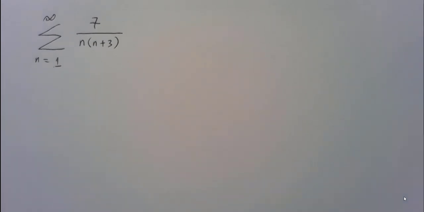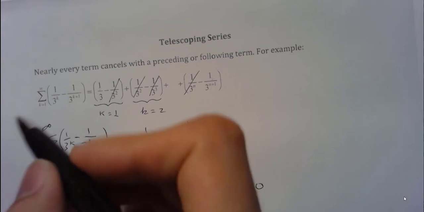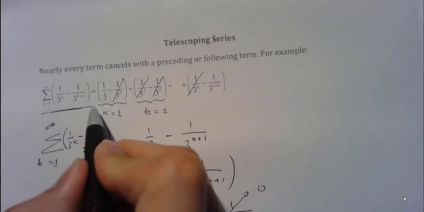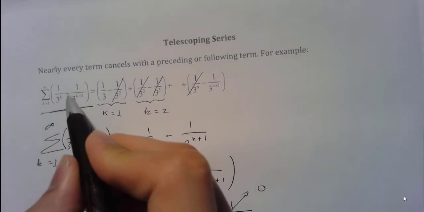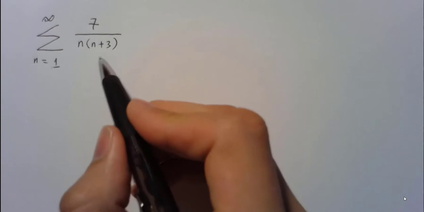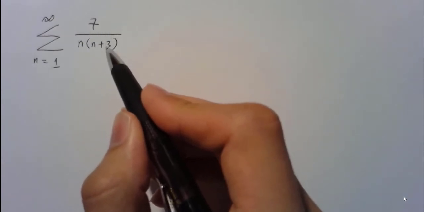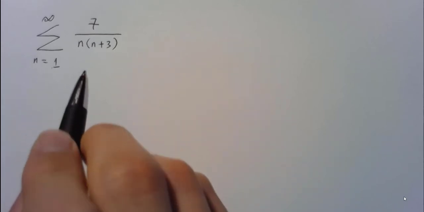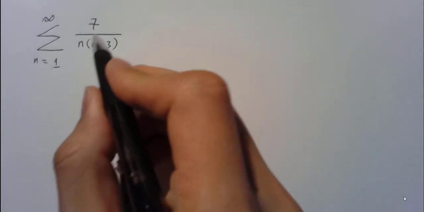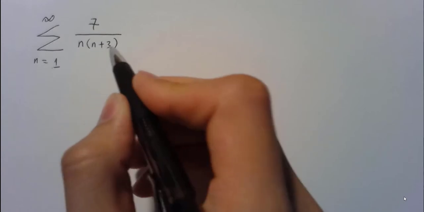Okay, go back to the telescoping series. Remember that for any telescoping series, you need the two fractions, and the sign in the middle should be minus. That means that we need the partial fraction of this one, and to check if that is the telescoping series or not. But the first step here is you have to break this fraction into the partial fractions.